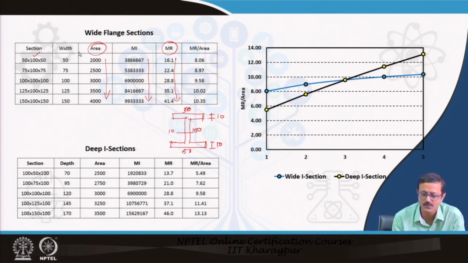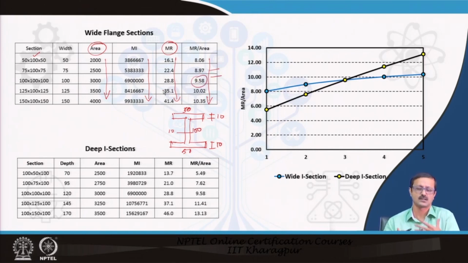See, it gives you a considerably increasing value of the MR versus area. So I can go for the wide flange sections, that is why it is beneficial for me. I can actually see they are very close, but eventually this is very beneficial for me. So these blue lines are wide flange sections.